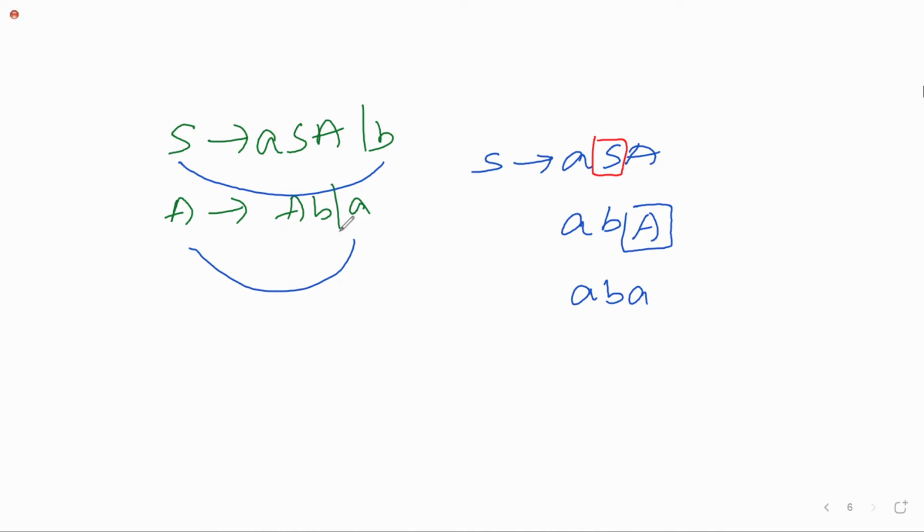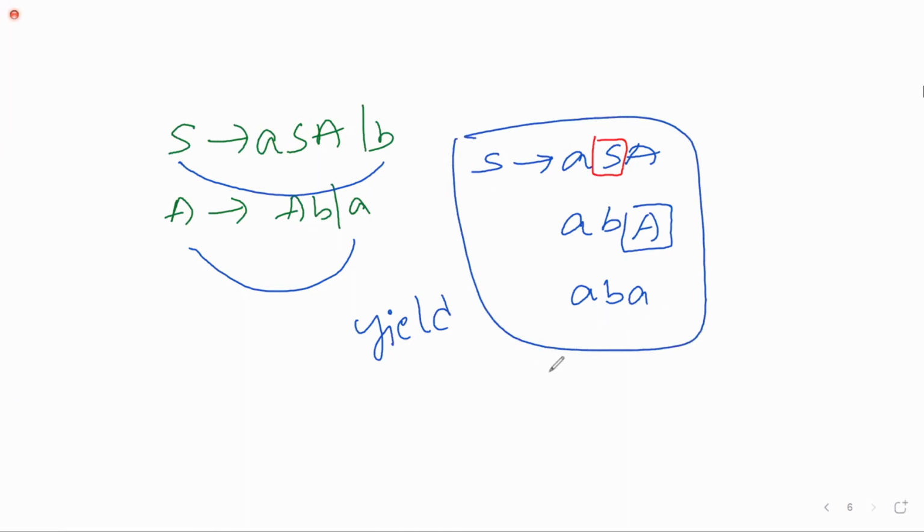Okay. This is nothing but yield. What we call it is yielding. S yields B. A yields B. So this entire part we may call it as leftmost derivation.